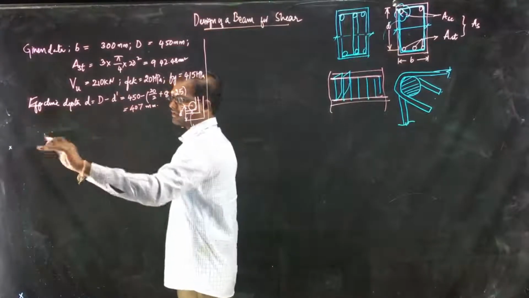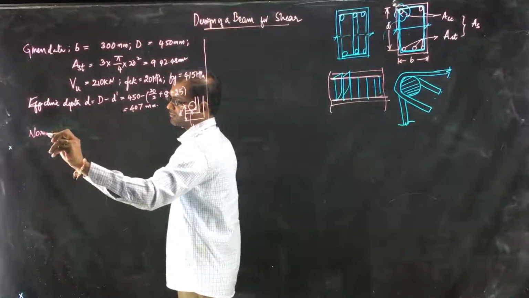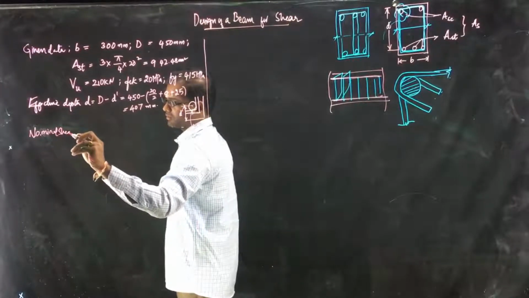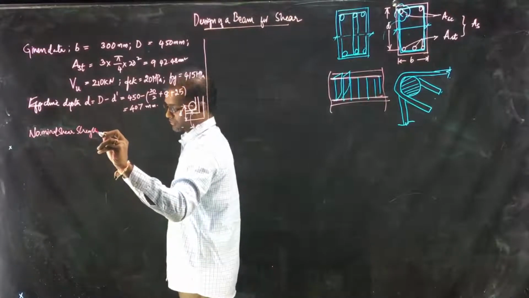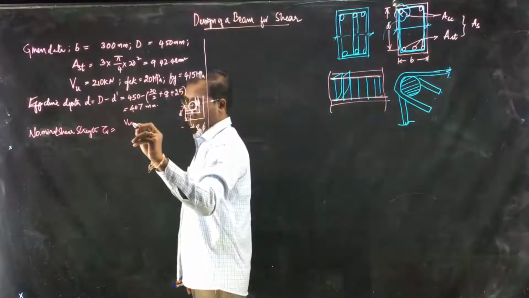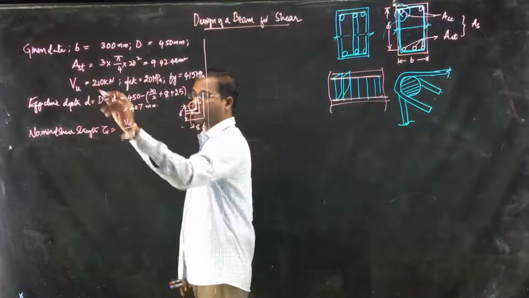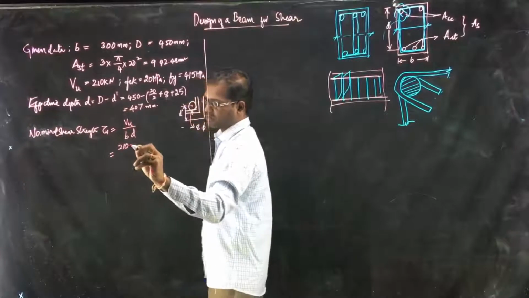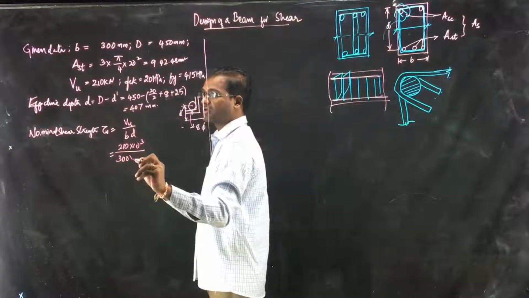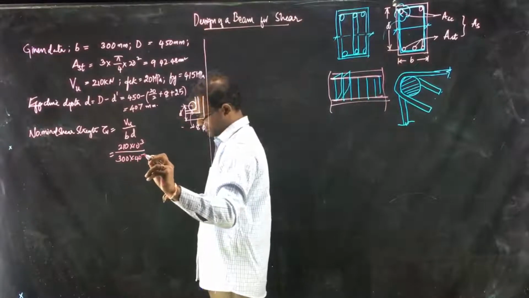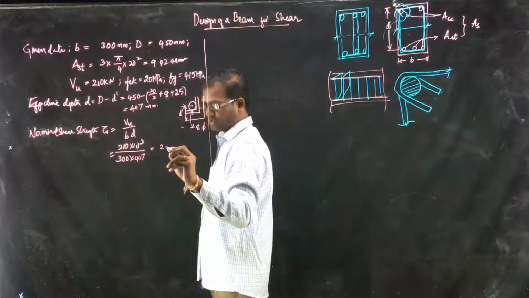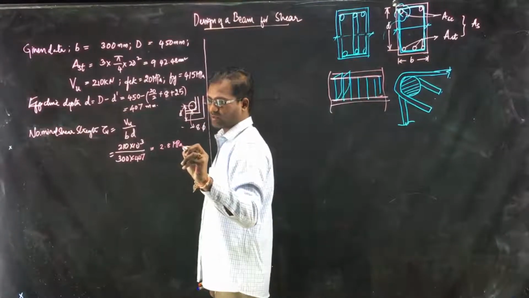You need to calculate nominal shear strength. Nominal shear strength tau v, which is given by VU by bd. You already got VU as 210 into 10 power 3 divided by b is 300, d is 407, and this will come around 2.8 MPa, which is very important.